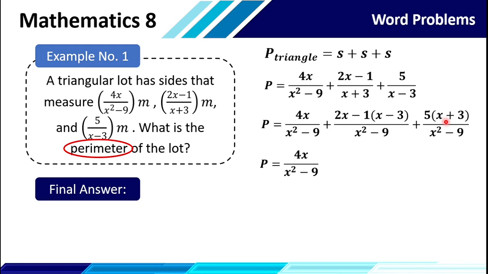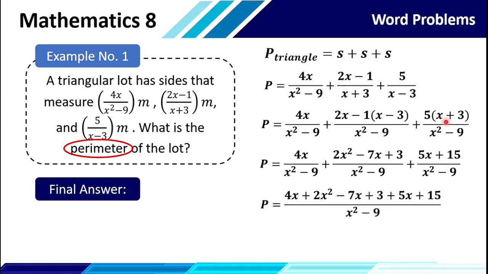But before that, make sure that you simplify all your numerators. In this given example, we simplify our second fraction using the FOIL method. So we will have 2x squared minus 7x plus 3 as our new numerator. And for the third fraction, we use the distributive property to simplify 5 times x plus 3. Now that we have same denominators on our fractions, we can copy it and combine like terms. So we will have 2x squared plus 2x plus 18 all over x squared minus 9 meters.